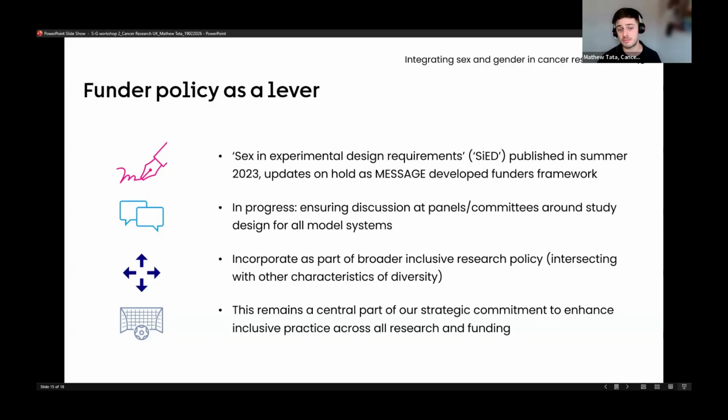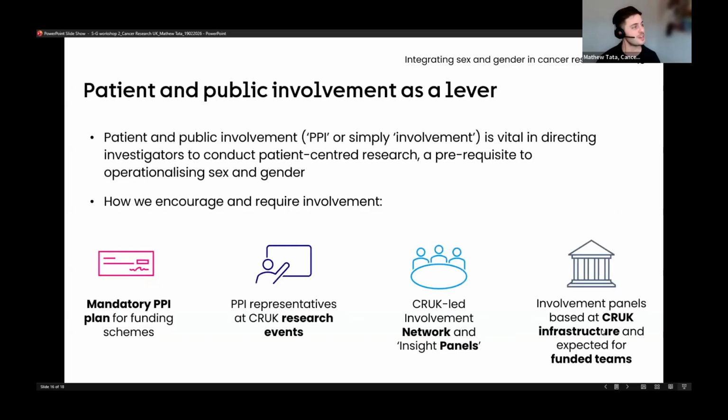And ultimately, this is, as I hope you've inferred, at the forefront of our strategic approach, something that we are rightfully reminded of at each turn by patients and the public, or people affected by cancer, as we refer to them. So patient and public involvement, or PPI, or simply involvement, is really what focuses research on what actually matters for people, not just science in an abstracted way. And if we encourage patient or people-centered research, then research teams are more likely to hear how cancer affects people and fine-tune their research accordingly.